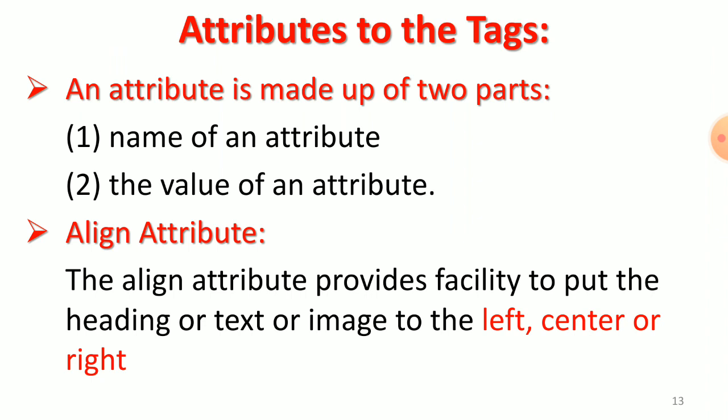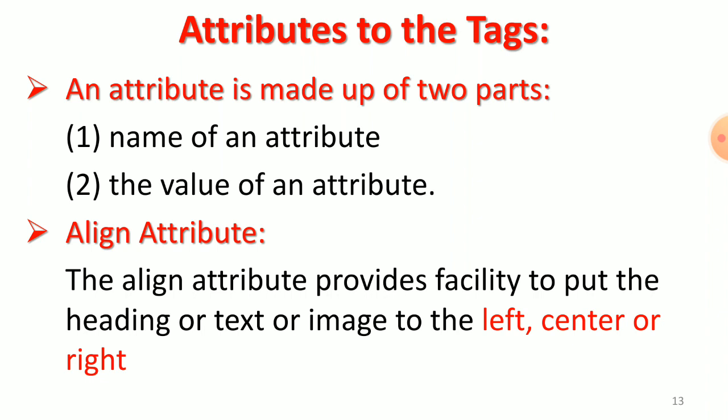Next topic is attributes to the tag. To specify more information along with a tag, additional attributes accompany the tags. Attributes always appear on the opening tag of the element that carries them. An attribute is made up of two parts. First, the name of an attribute, and second, the value of an attribute.